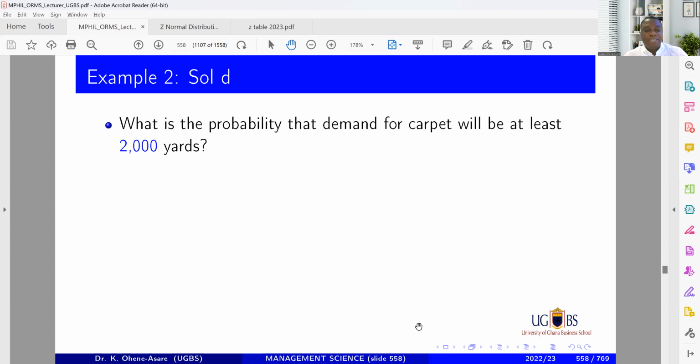Who can draw this for me? If you were to draw this and calculate, we're not going to calculate it, but if you were to find the probability that demand for carpet is at least 2,000 yards, how will you work it? Who can raise a hand and tell me? First, you need to learn how to shade it, right? Yes, Judith.